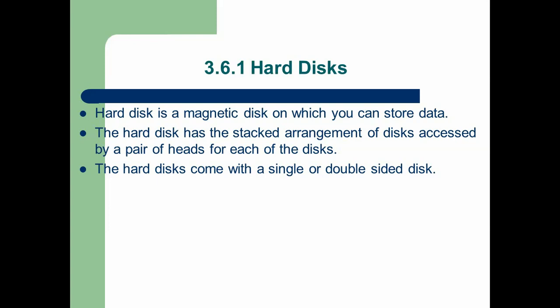The hard disk is a stacked arrangement of disks accessed by a pair of heads for each disk. Stacked means it is arranged in the form of stacks. It means one disk upon another is arranged and placed within a box. For each and every disk there is a separate head for the reading and writing process on that particular disk. The hard disk comes with single or double sided disks. If it is a single sided hard disk, we can write on a single side only. With a double sided hard disk, we can write on both the A part and B part of the single disk.